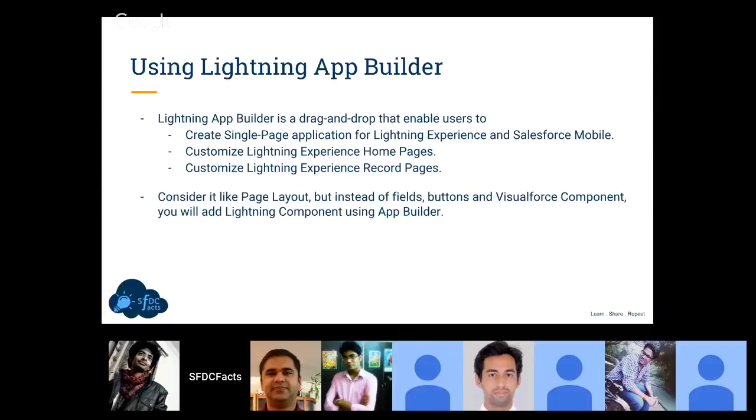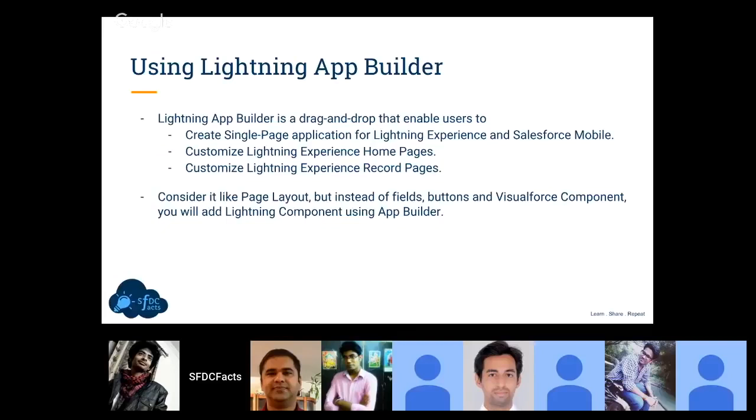The second thing is you can even design the Lightning Experience home pages using this, and you can even design your Lightning Experience record pages using this. So these are the three things that you can do using Lightning App Builder. First, you can create record pages. Let's say you are viewing an account record, or a custom object record. The record pages simply have the record ID. That's what the record pages mean. And you can even create the home pages as well.